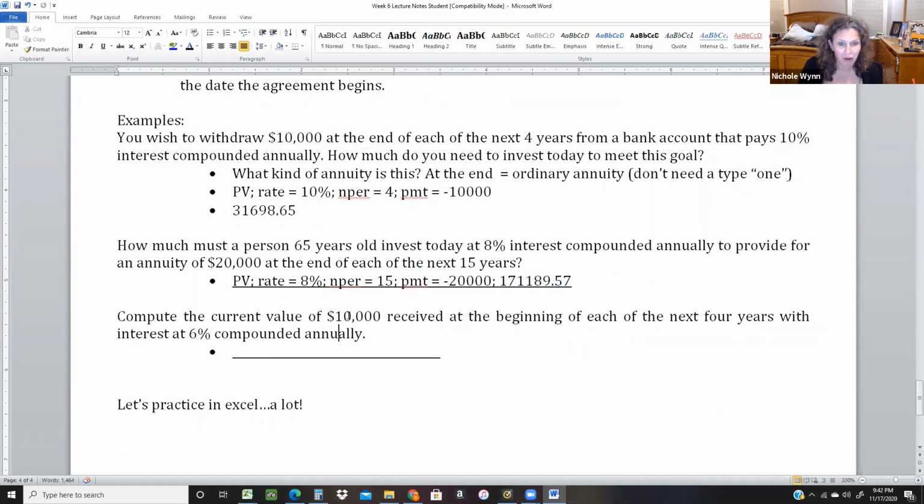Okay. So compute the current value of 10,000 received at the beginning of each of the next 4 years, annuity due, with interest at 6% compounded annually. The current value is the same thing as the present value. I'm going to receive 10,000 for the next 4 years, interest at 6%. So again, same thing, present value, rate at 6%, and per at 4, payment at negative 10,000, and don't forget type 1.